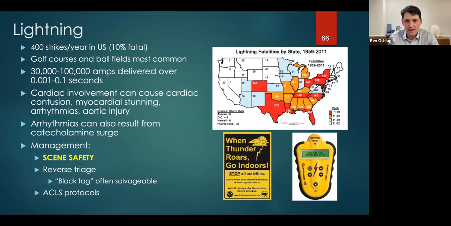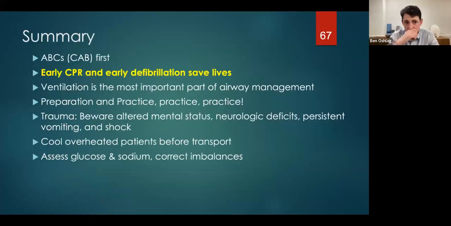So we don't black tag people in mass casualty lightning strikes. And then you just follow your BLS and your ACLS protocols if they are in cardiac arrest. So in summary, ABCs first, really CAB, assess for circulation. Assume that any collapsed athlete is in cardiac arrest until proven otherwise, until you feel a good pulse, until you see them breathing. Assume it could be a cardiac arrest and act accordingly, because early CPR and early defibrillation save lives.